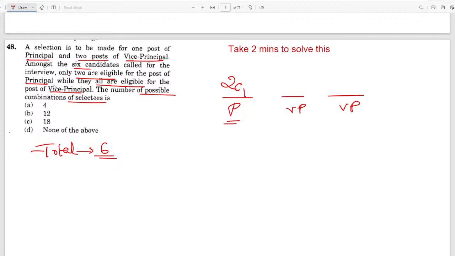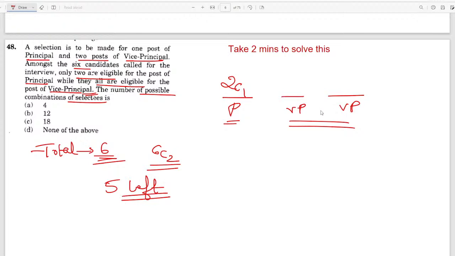And then, they're all eligible for the vice principal post. So now they are saying that all 6 are eligible for the vice principal post. But here we cannot take 6C2, because once you select the person for the principal post, there are only 5 people left. Out of these 5, we have to select 2 people for the vice principal posts. And for the vice principal posts, there is no order. There is no differentiation between the 2 posts.